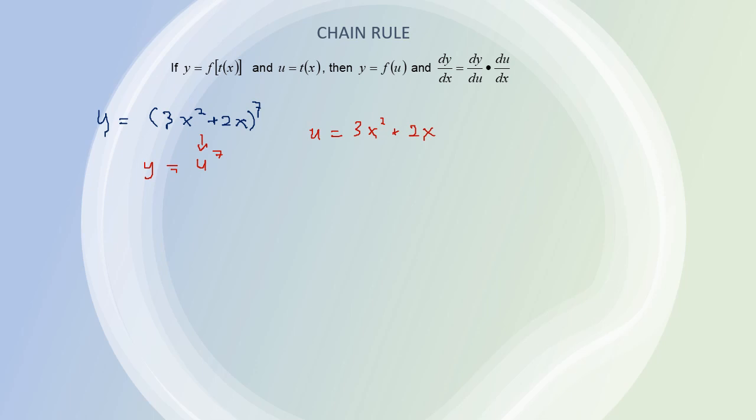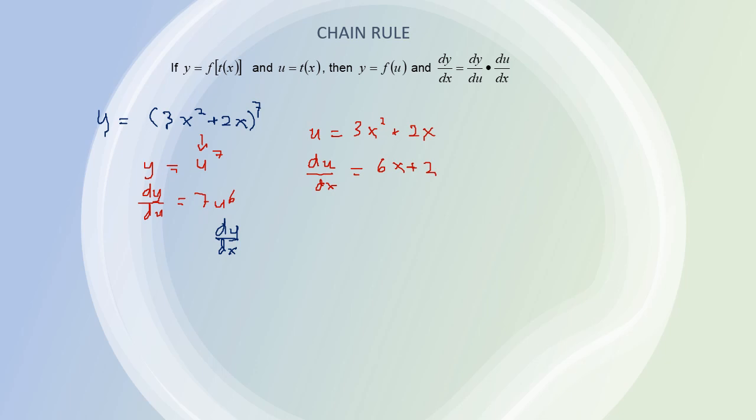Then we differentiate function y with respect to u. So we have dy over du. We differentiate u to the power of 7, we get 7u to the power of 6. And then differentiate function u with respect to x, du over dx. So we differentiate 3x squared plus 2x, we get 6x plus 2.